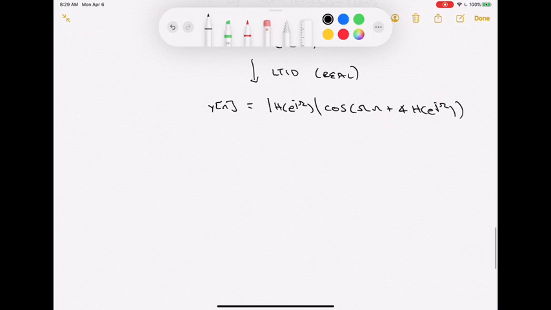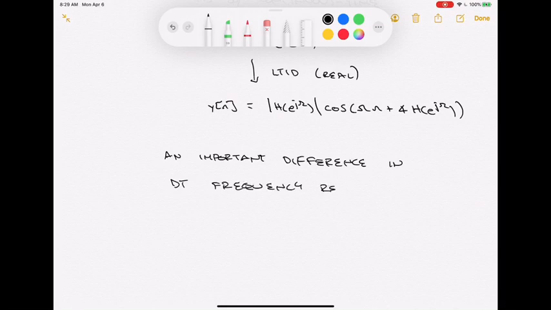There is a little difference, or maybe I should call it an important difference, in discrete time frequency response versus continuous time frequency response.